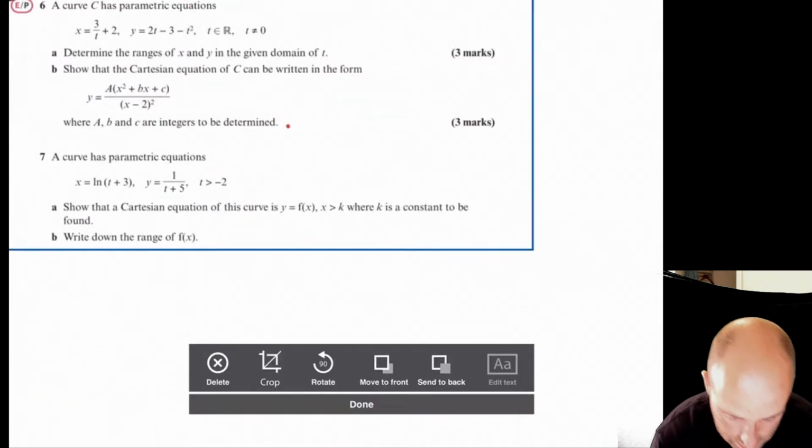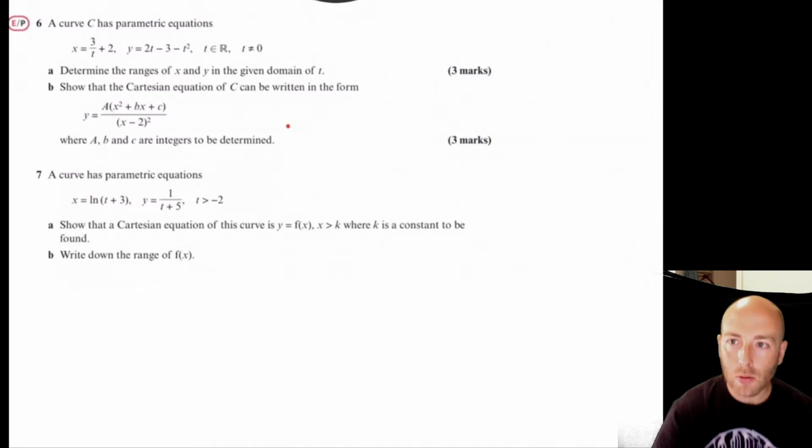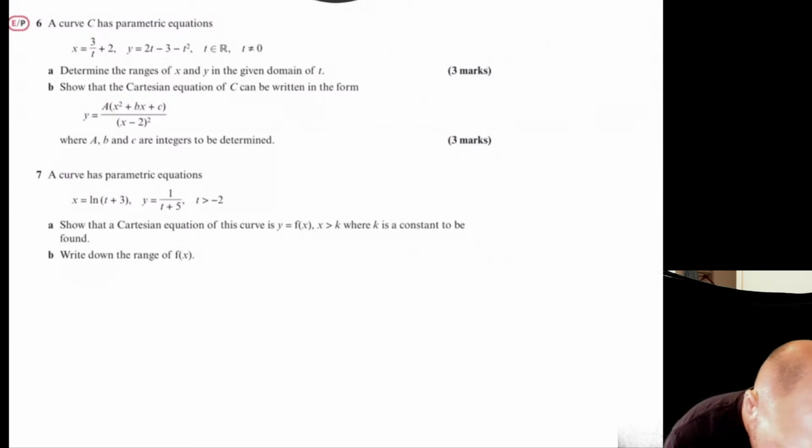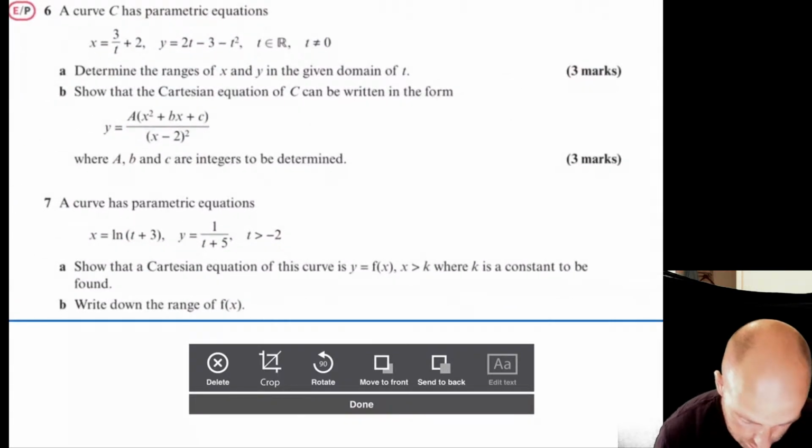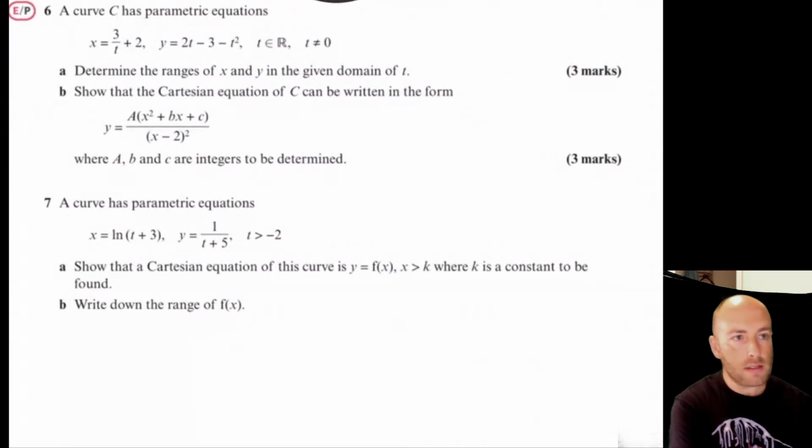Cool. Alright, for the rest of today I want to look at parametrics. So we're going to try and just cover a load of these. We'll start off with an easy one, then we'll start looking at some trig, and then we might get to some differentiation integration at the end.